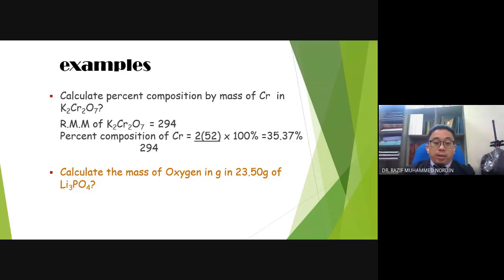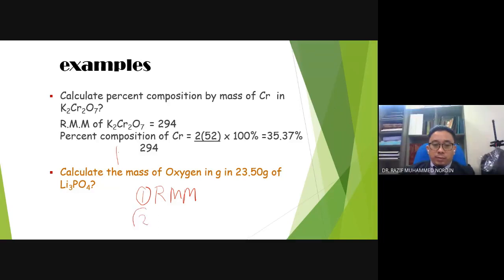Okay. And untuk example ni, you try to calculate the mass of oxygen in gram in 23.5 gram of lithium phosphate. Okay. First, you kena tahulah, you kena boleh calculate the relative molecular mass of lithium phosphate.